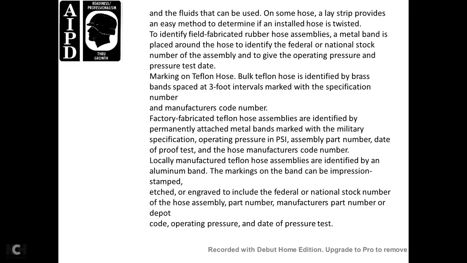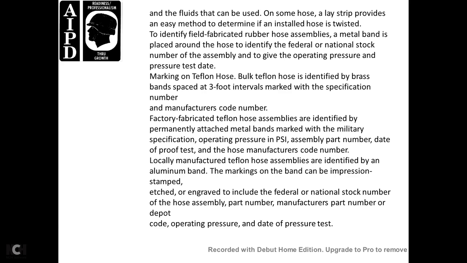Marking on Teflon hoses. Bulk Teflon hoses are identified with brass bands spaced at 3-foot intervals, marked with specification numbers and manufacturing code numbers. Factory-fabricated Teflon hose assemblies are identified with permanently attached metal bands marked with the military specification, operating pressure in psi, assembly part number, the date of the proof test, and the hose manufacturing code number. Locally manufactured Teflon hose assemblies are identified by an aluminum band.